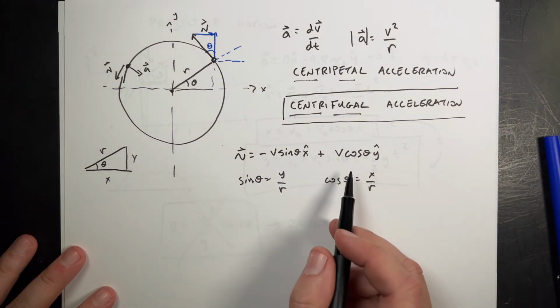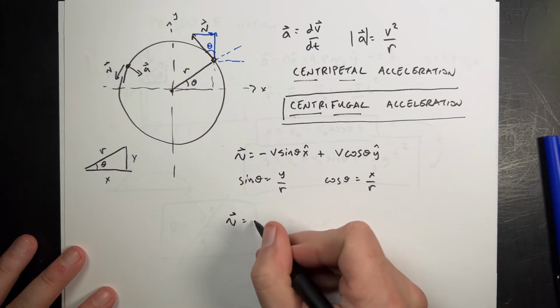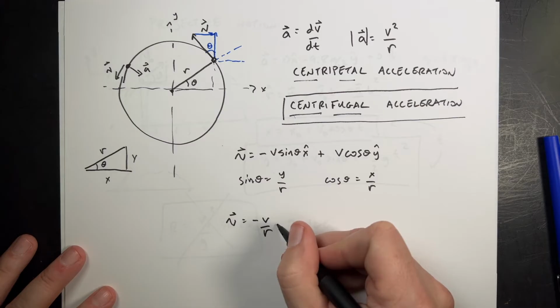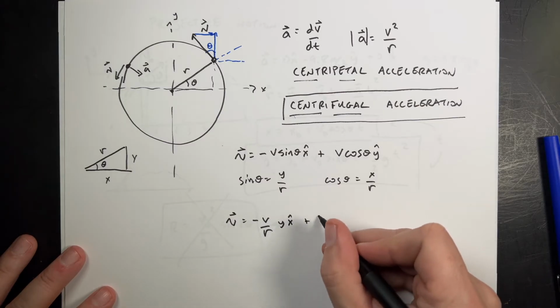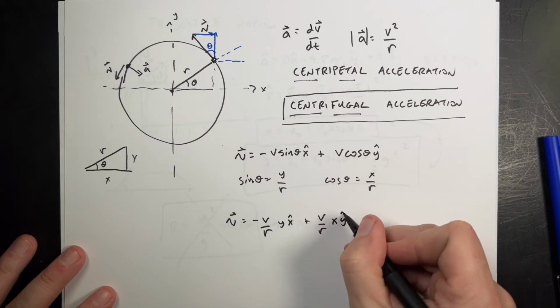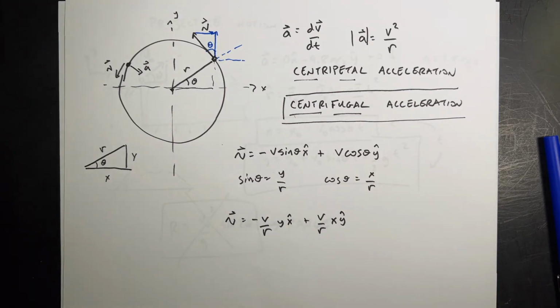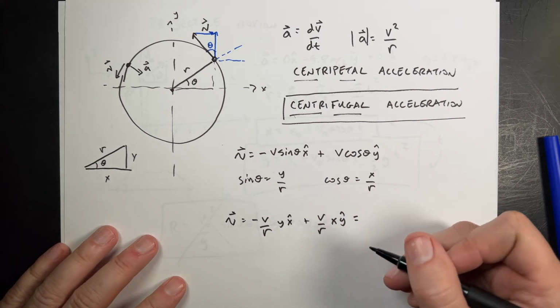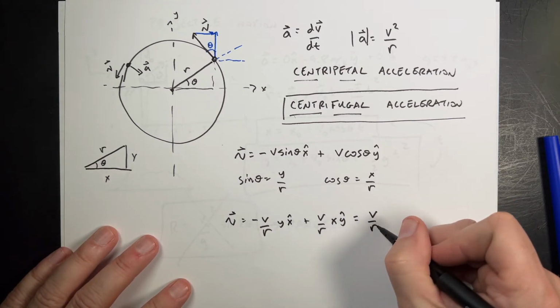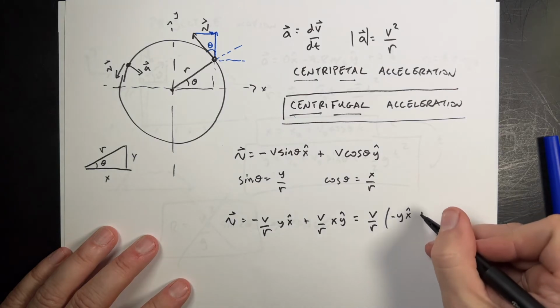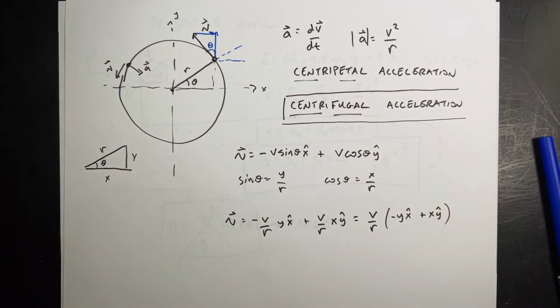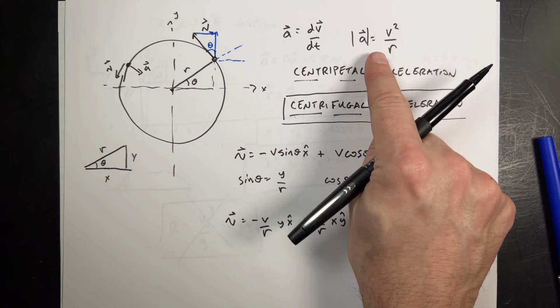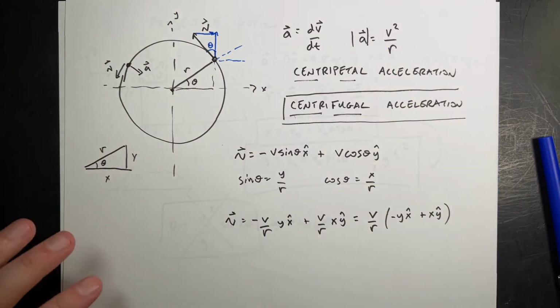So I can put those in up here instead of sine and cosine, and I get the velocity is equal to negative v over r y x hat plus v over r x y hat. And v and r are constant. v is the magnitude of the velocity, and we said it's moving at a constant speed. So this is equal to v over r times negative y x hat plus x y hat. Just a note, if this derivation is blowing your mind, it's fine. I don't normally see students having to use this. As long as you know this is true, you don't always have to derive it.